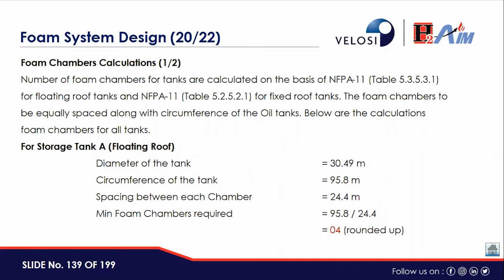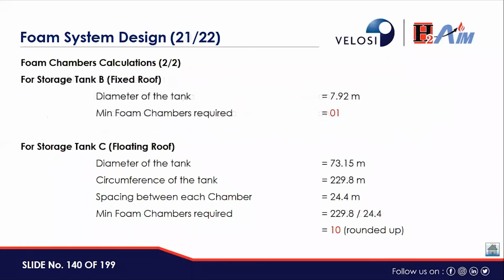So for tank A, which was the floating roof, we take the diameter of the tank, circumference of the tank, and spacing between each chamber, which is 24.4 meters. So minimum foam chambers required are circumference of the tank divided by the spacing between each chamber. We come to a minimum of 4 foam chambers. Similarly, for the fixed roof tank, given the diameter of the tank, the minimum foam chamber required is 1.